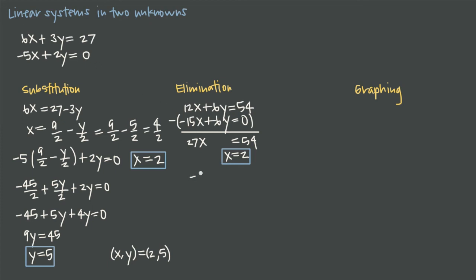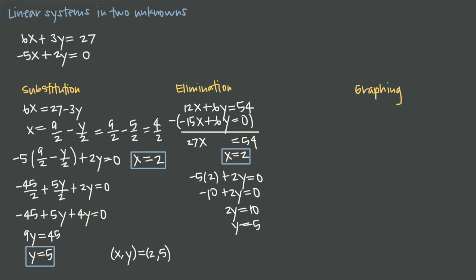So we'll get negative 5 times 2 when we plug x equals 2 in here, plus 2y is equal to 0. That gives us negative 10 plus 2y equals 0. Adding 10 to both sides, we get 2y is equal to 10, and dividing both sides by 2, we get y is equal to 5.